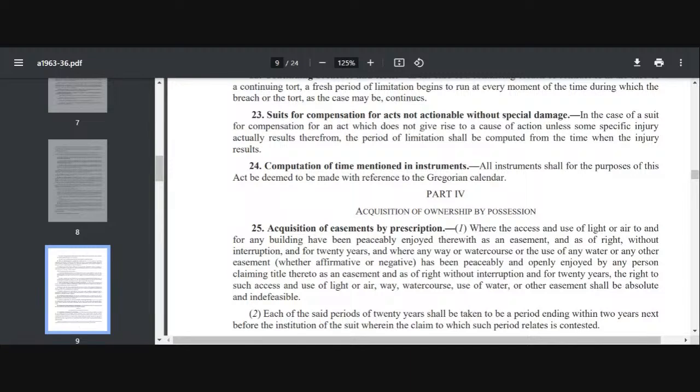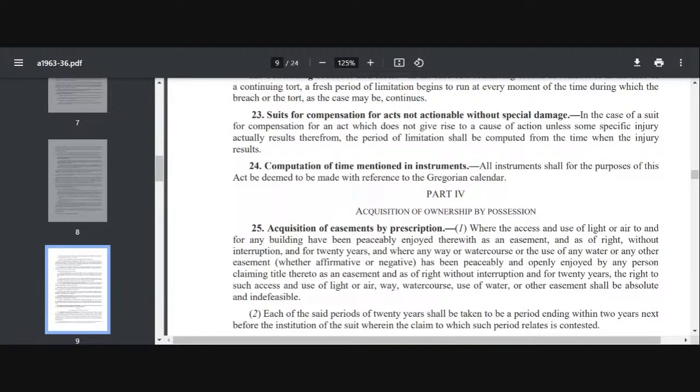Come to 25. Now this is part 4 of the Act, and it is talking about acquisition of ownership by possession. One thing I would like to tell you is that limitation extinguishes the remedy but not the right, and we have an exception in section 27 that I'll come to. First let us go through section 25, which is acquisition of ownership by possession.